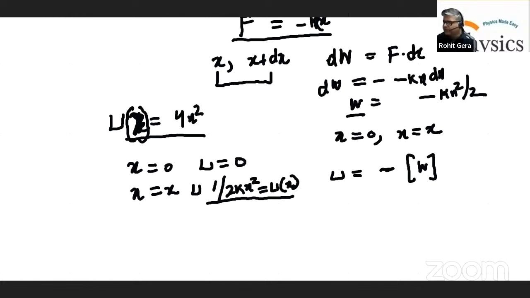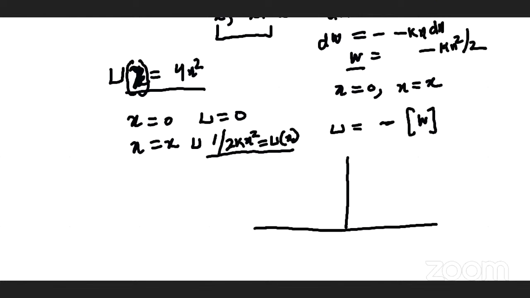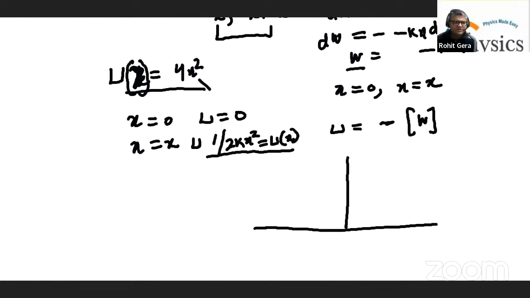So if you were to show it also, you will say, okay, this is a parabola. And if I put any value of x, negative or positive, I will always get a positive value of the energy. So this is your parabola of potential energy, which you get.